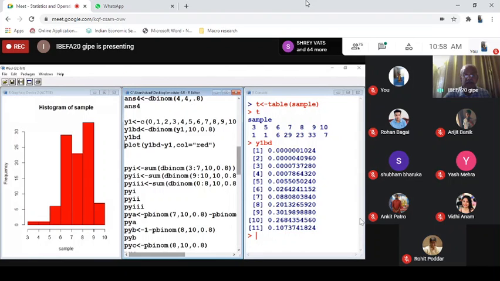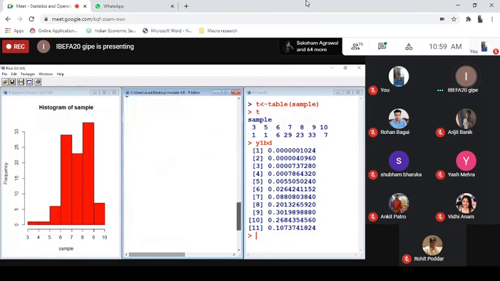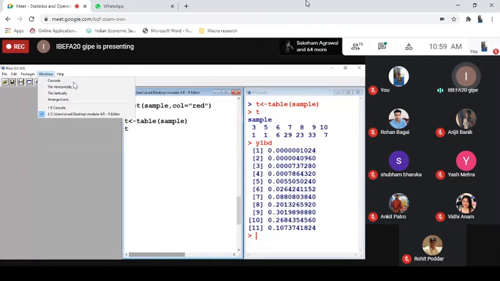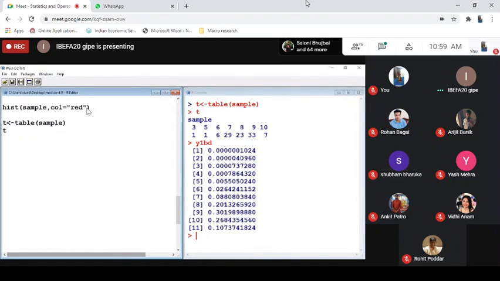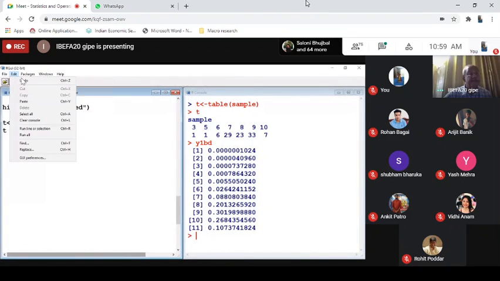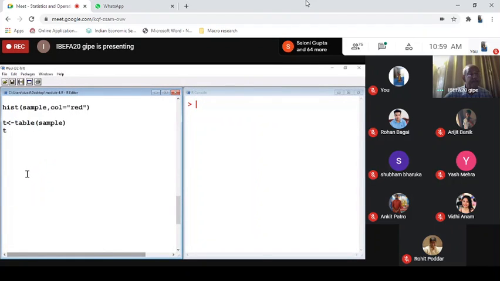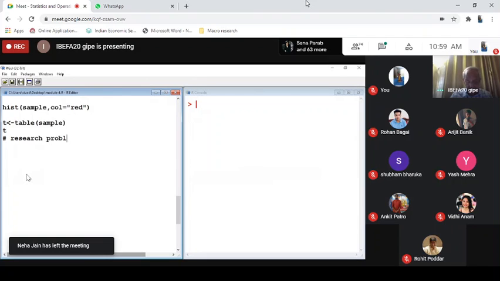How binomial distribution helps to explain a real life research. So I will be explaining a research problem. Attentive. Any question if you have, you can ask.